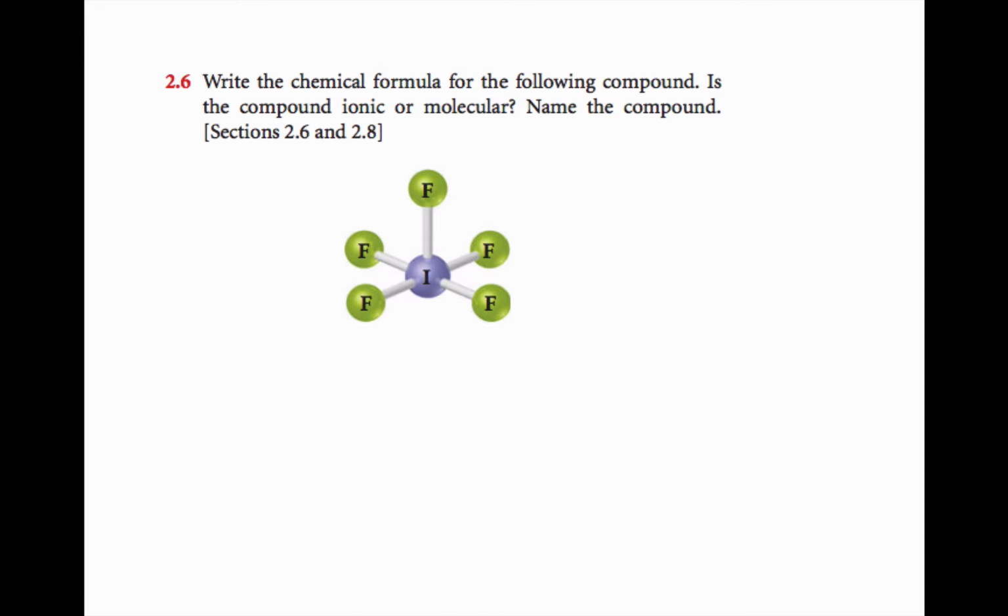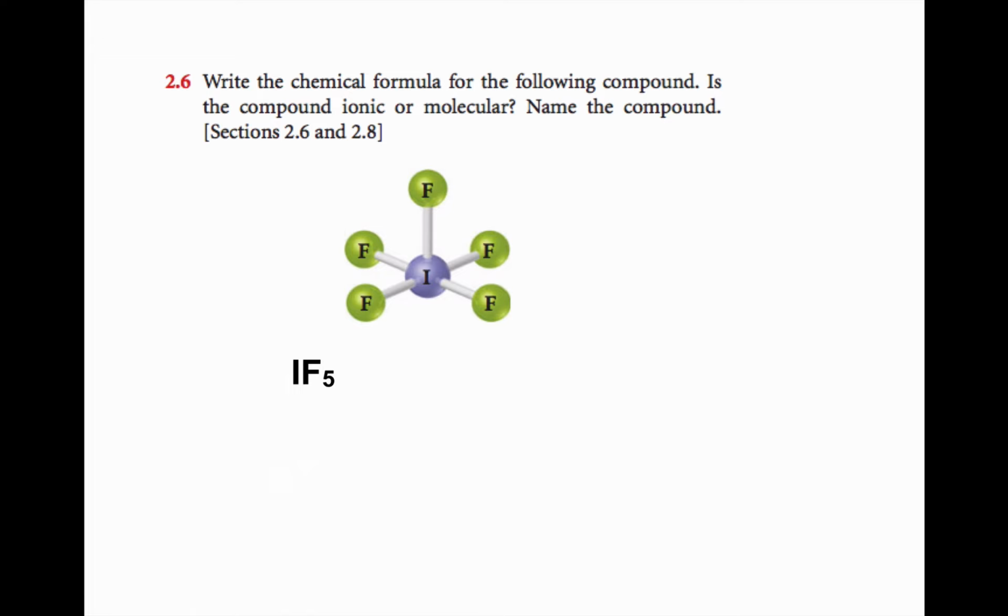All right, the chemical formula for the following compound. Is this compound ionic or molecular? Name the compound. All right, so I is a nonmetal, F is a nonmetal. So when you have a compound containing only nonmetals, you fall into the category called a molecular compound. With a molecular compound, the electrons are shared between the atoms. So these fluorines are connected to that iodine. So this thing comes as a unit.